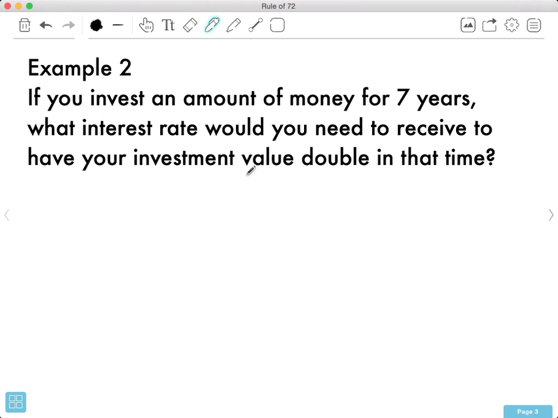Doing this again kind of backwards, if you invest money for 7 years, what interest rate would you need to receive to have your investment value double in that time? You'll notice we don't even mention an amount of the investment here. We just want to know what interest rate we need to have it double in 7 years. So again, the percent times the years, if that equals 72, that's how long it takes that investment to double. We can solve this now for the interest rate by bringing the years over and dividing both sides by years. So I see that the percentage I need is equal to 72 divided by the number of years.